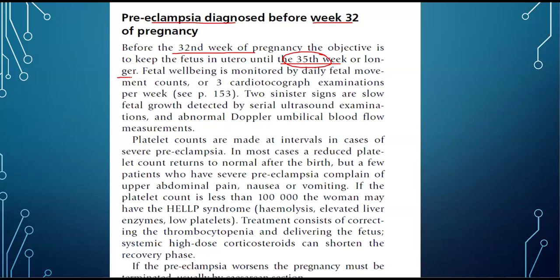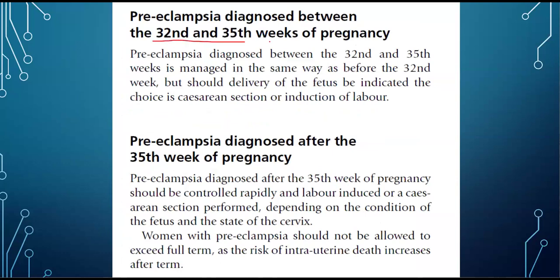And you will be monitoring the baby with CTG, like cardiotocogram. So you'll be doing the monitoring every week. Okay, and if preeclampsia worsens during the pregnancy, then yes, you will need to go for termination, usually by C-section. But before 32 weeks of pregnancy, the idea is to prolong if you can. Same between the 32nd to 35th week, the management will be the same.